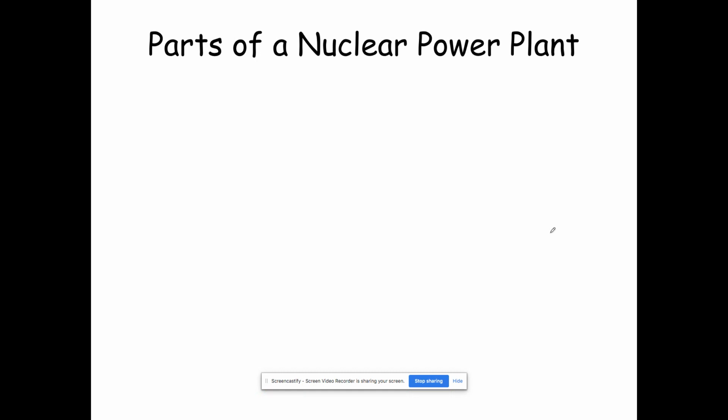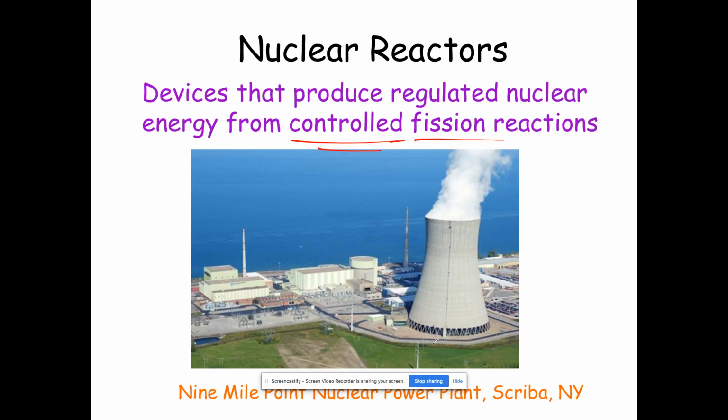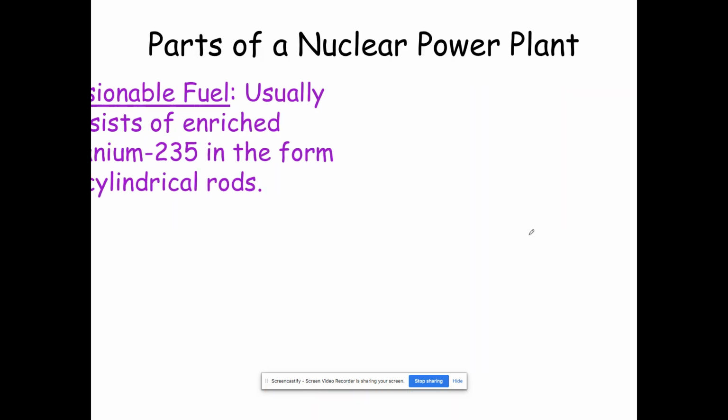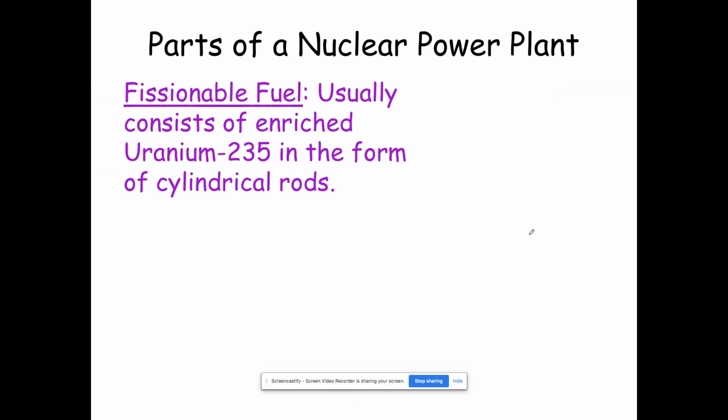Okay, let's talk about parts of a nuclear power plant. I think most people are familiar with this. Cooling tower. This is not smoke. This is steam. We'll get to it. All right, so the first thing, obviously, you need at a power plant is the fuel. We need it to be fissionable. We need it to be able to be split.